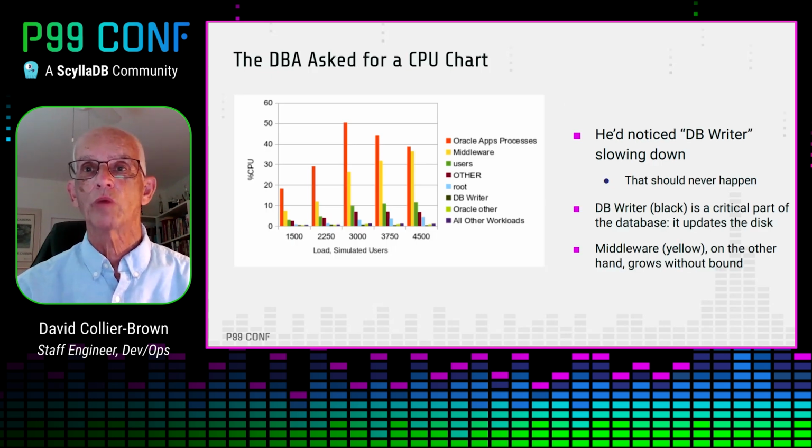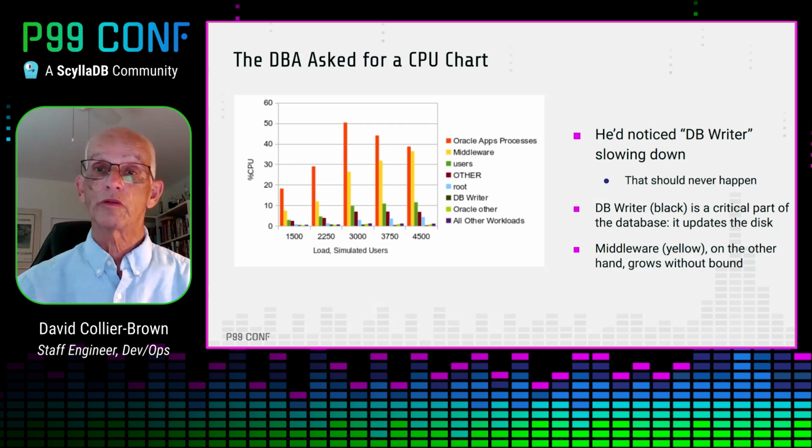A few minutes after I posted the graphs on the wall, the database administrator said, "That can't be right. That process should never slow down. Show me the CPU graph." Okay, I know what the problem is. See the second last bar in the CPU graph? That's the DB writer. It's getting less CPU at higher loads than at low ones. It's the most important part of the database, the part that writes the changes to the disk. If it can't write, everything else in the program has to stop.